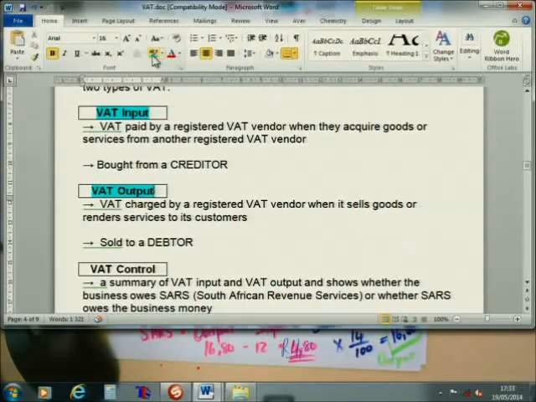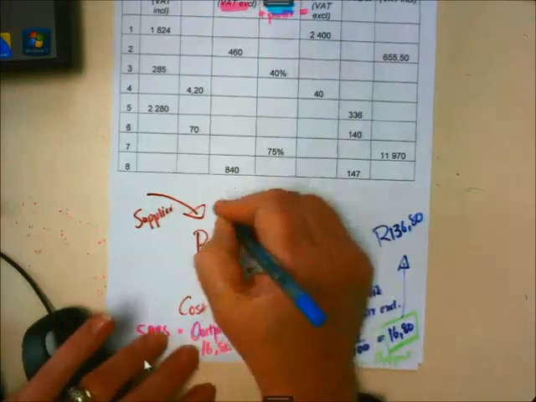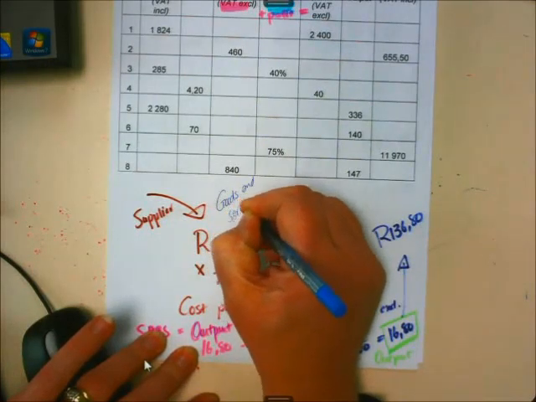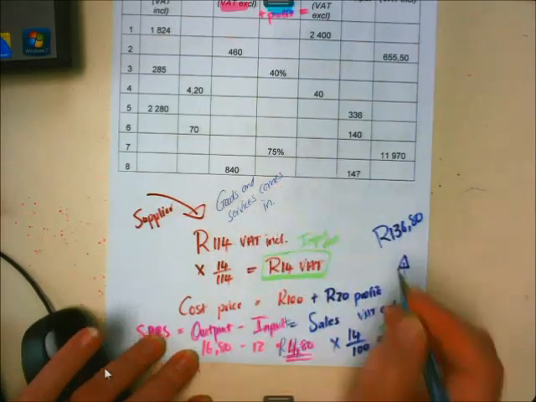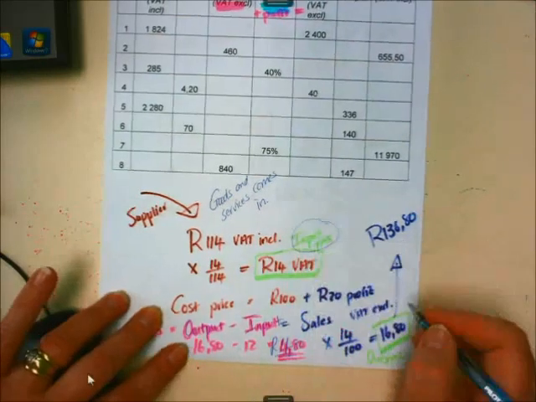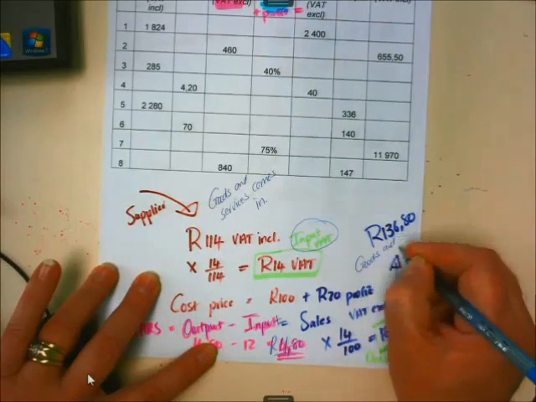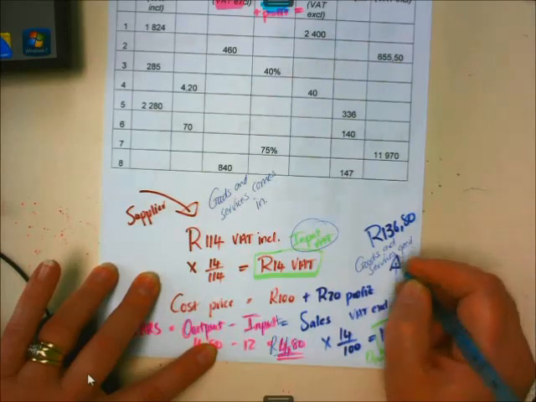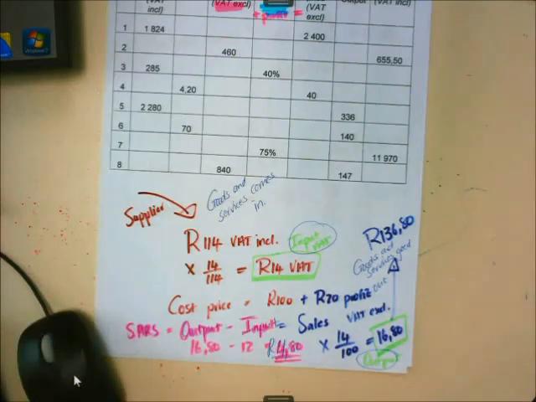When the goods and services come in, that is input VAT. And when goods and services go out, then we talk about output tax.